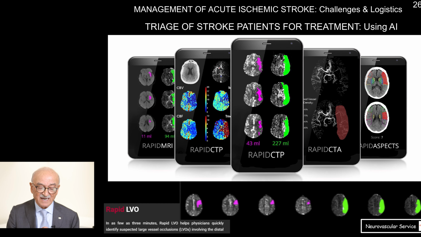You see the area in fuchsia is actually the core infarct, and the area in green on the CT and CT perfusion is the penumbra. So there is a significant mismatch telling us that if we treat this patient, if we take the clot out, he or she is very, very likely to improve.